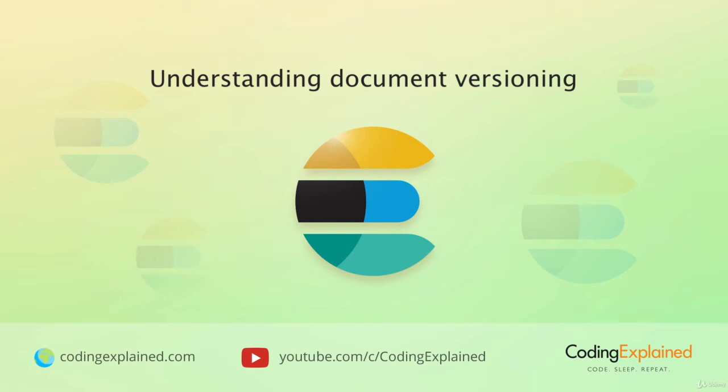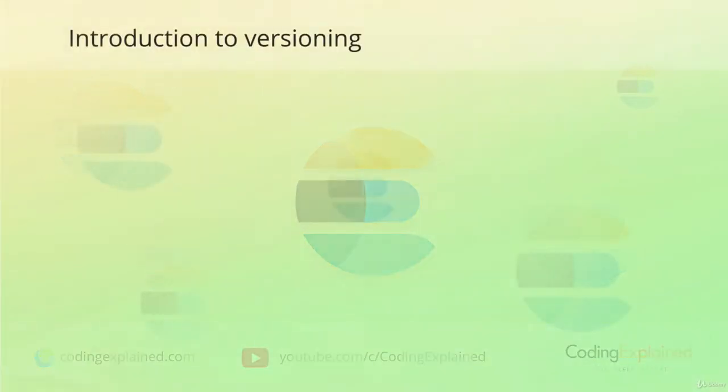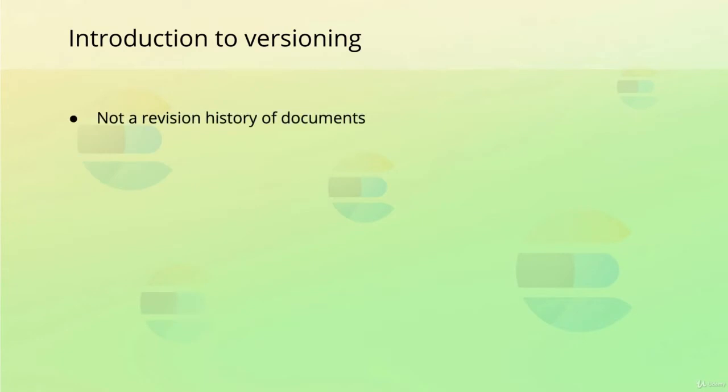I haven't mentioned it yet, but Elasticsearch actually versions the documents that we index. Before you get too excited, I should mention that it's a very simple form of versioning and not a revision history of documents. Elasticsearch only stores the most recent version of a document, so the versioning doesn't mean that you can go back in time and see what a given document looked like in the past.